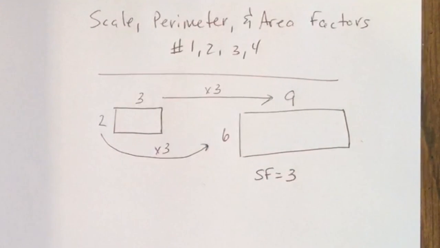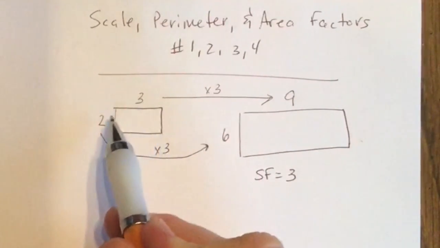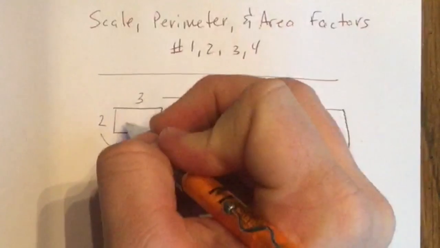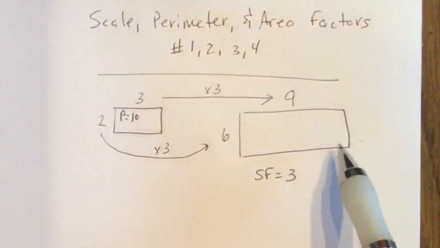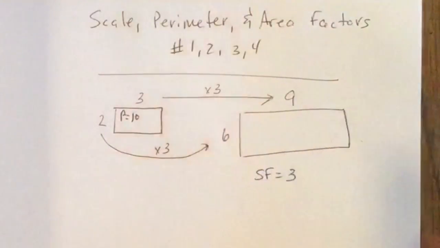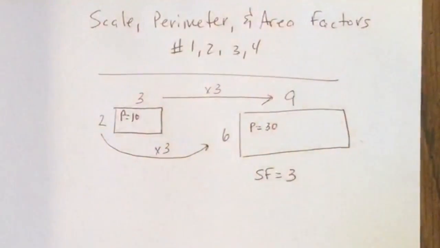The things that we need to understand in relating these are how the perimeter changes and how the area changes, and you need to be able to apply that information. So we can investigate this. The perimeter of our original is going to be 3 plus 2, which is 5, times 2 is 10. So the perimeter here is 10. And the perimeter of our image is going to be 6 plus 9, which is 15, times 2, which is going to give me 30.